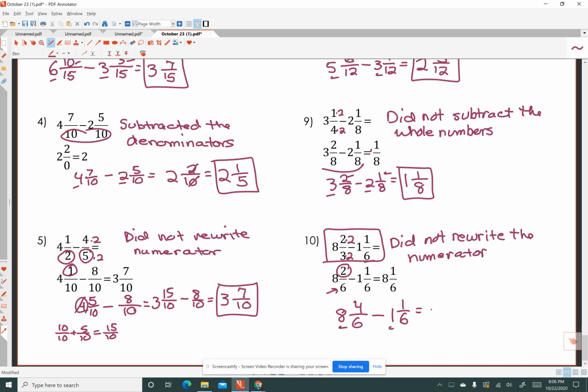8 minus 1 is 7. We're working in 6. 4 minus 1 is 3. And we know that 3 goes into itself once, goes into 6 2 times, which equals 7 1/2 as our final simplified answer.